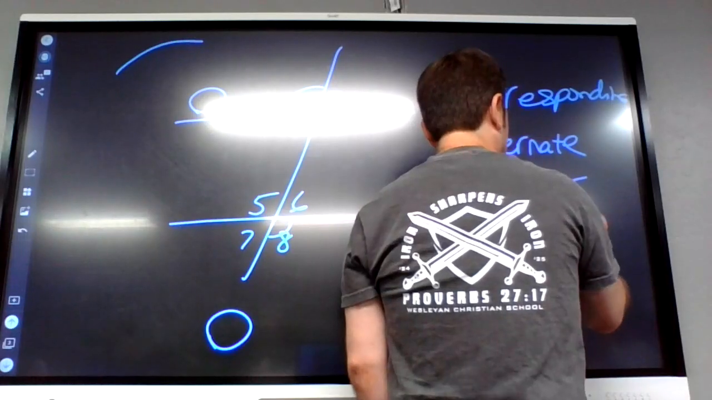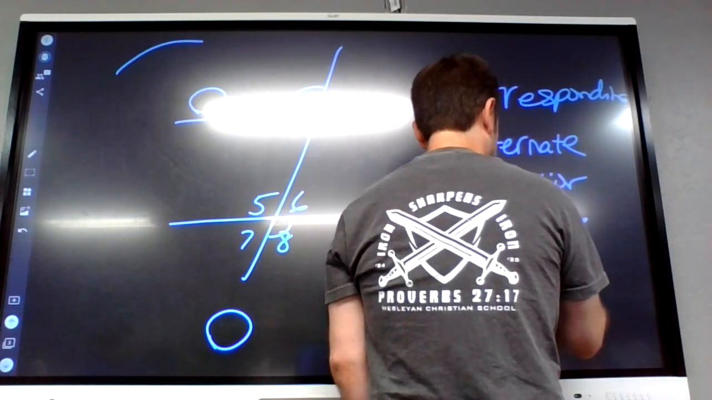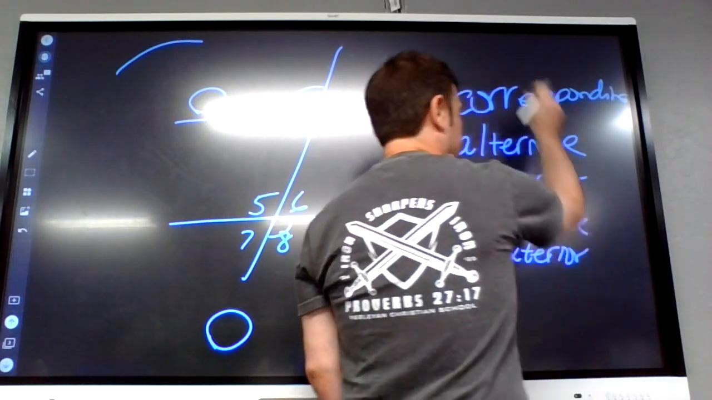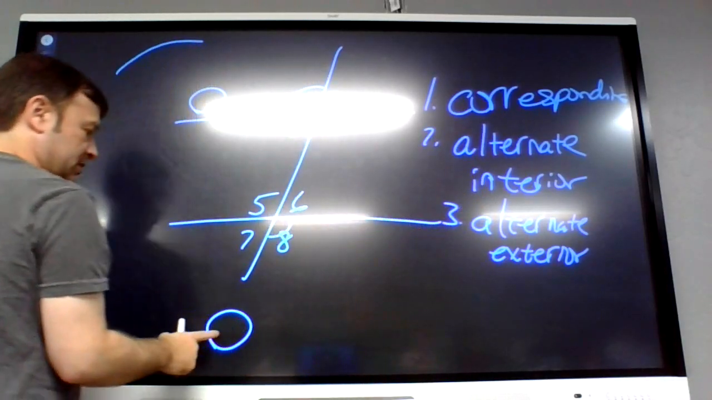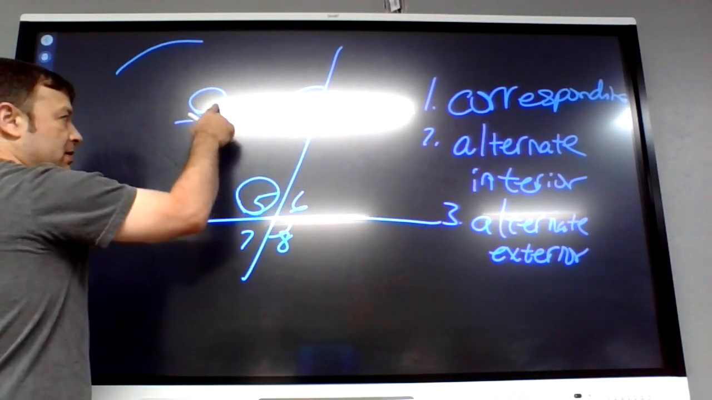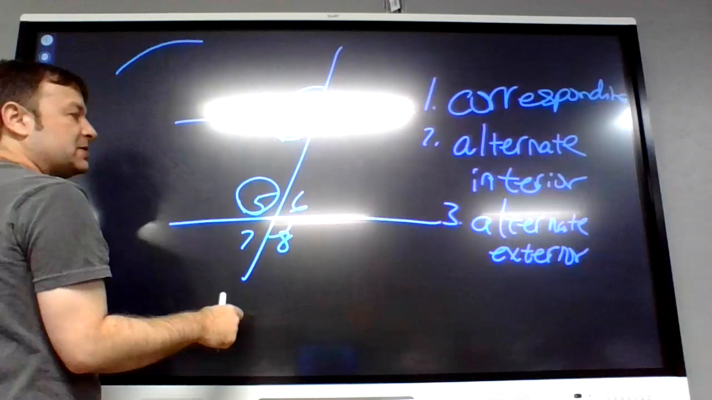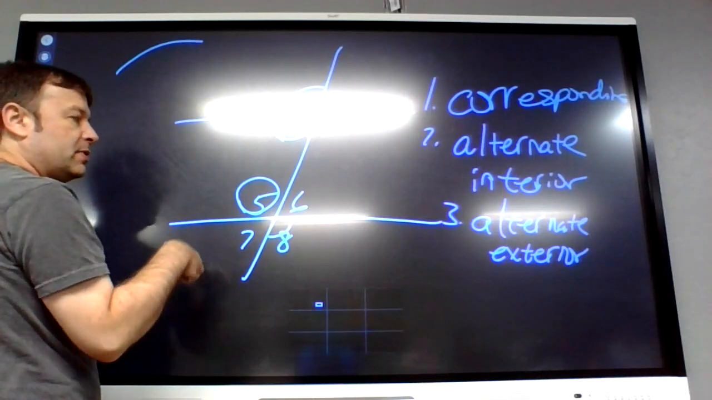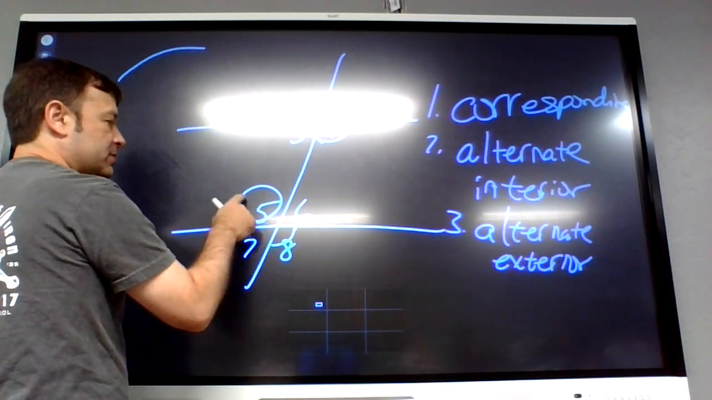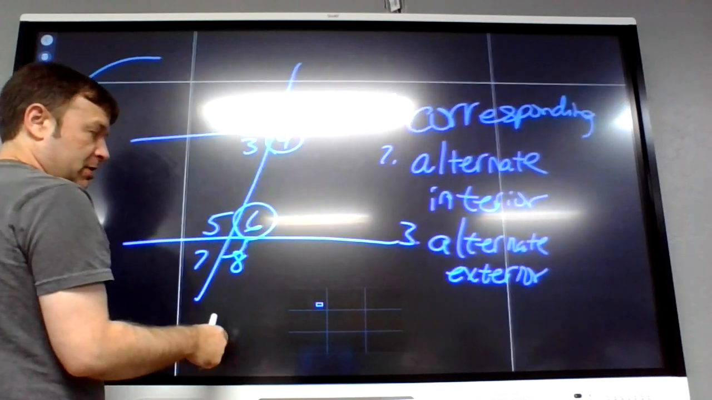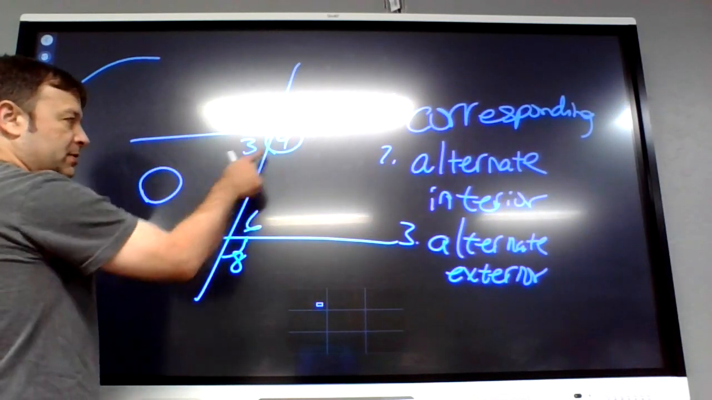Alternate exterior. And there's one last pair. So all of these, 1, 2, 3, yeah, consecutive. Would it be like 3 and 5? Yes, consecutive interior, 3 and 5, or 4 and 6. Okay, are those congruent? No. Can you tell that they don't look the same?